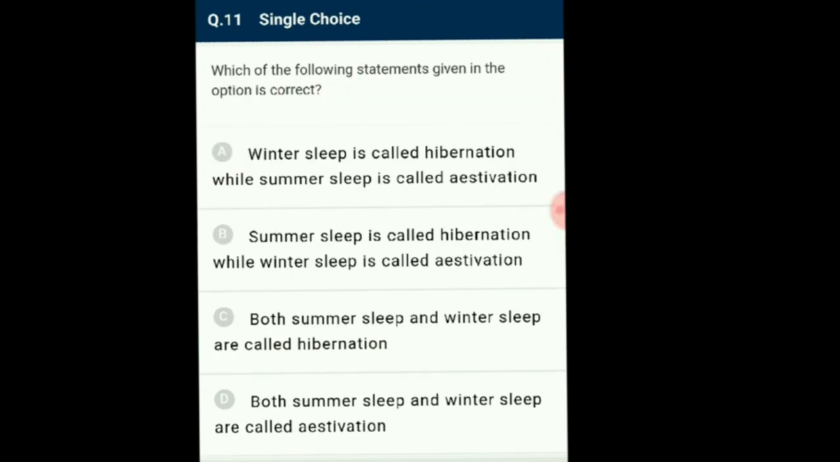Which of the following statements given in the options is correct? Option A, in case of stress, many animals cannot migrate. They can avoid stress by escaping in time.